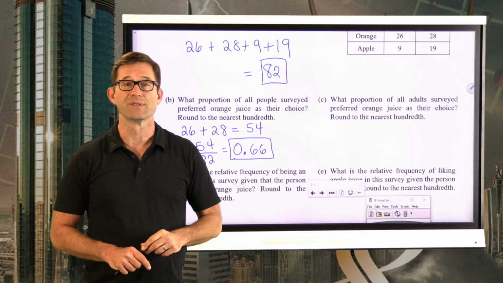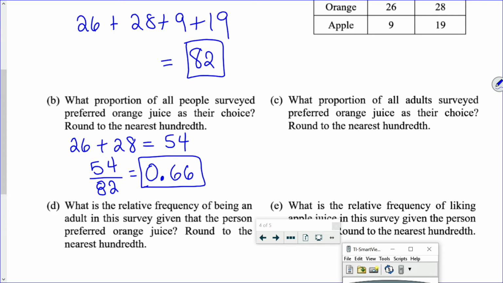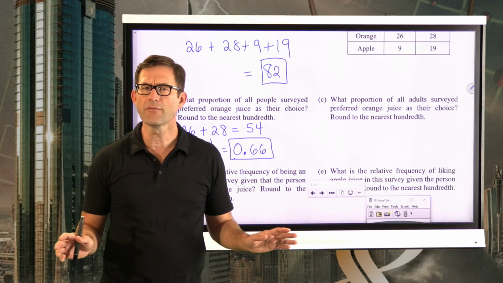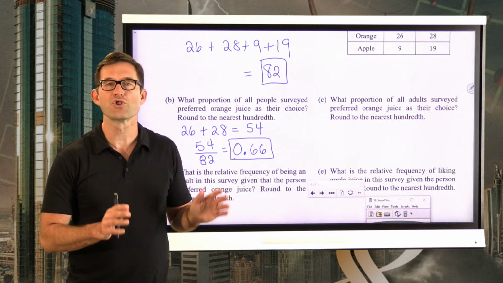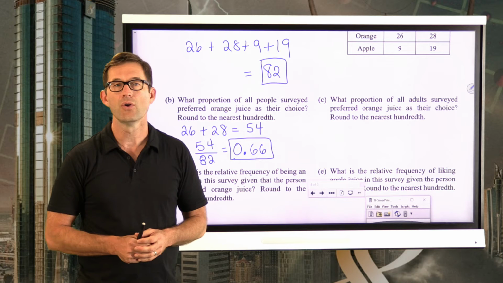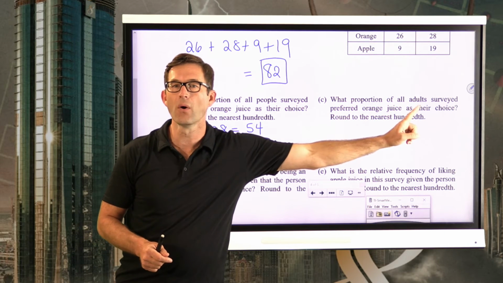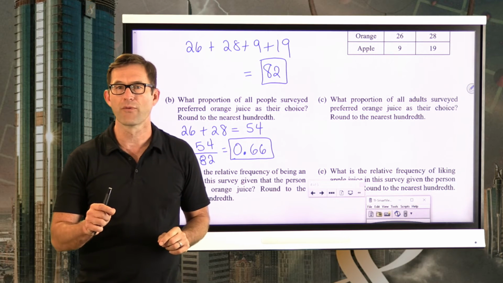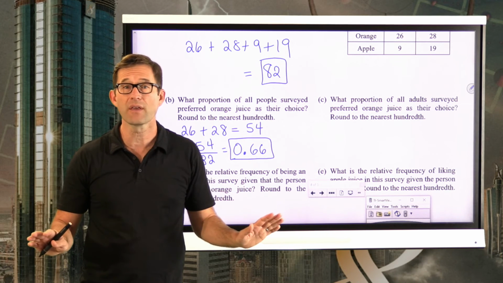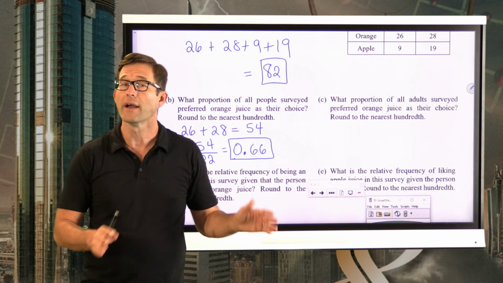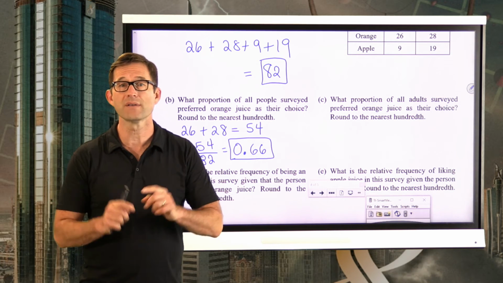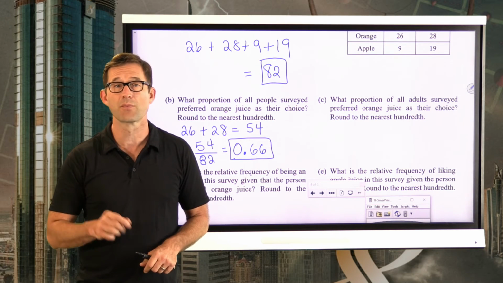Now let's take a look at letter C. What proportion of all adults surveyed preferred orange juice as their choice? Round to the nearest hundredth. Now this is a little bit different. Before, I wanted the proportion of all the people surveyed who liked orange juice. Now I only want the proportion of all adults surveyed who preferred orange juice. So I don't care about the kids at all at this point, I just care about the adults. Pause the video and see if you can get this proportion.